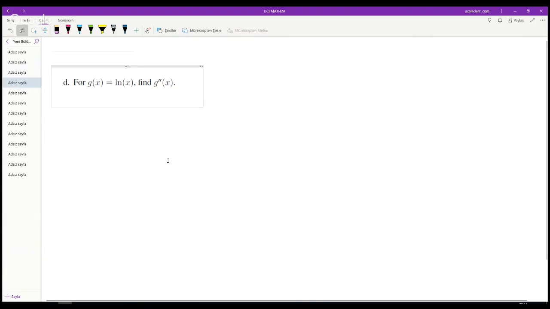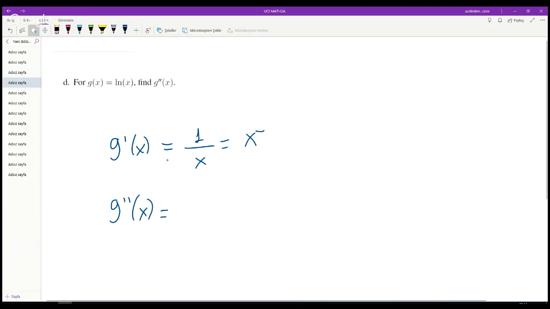So that was a pretty straightforward derivative question. And the next one, g of x equals ln x, and I need the second derivative of g. So the first derivative is 1 over x. Therefore, the second derivative: this is x to the power minus 1. And therefore, the second derivative is minus x to the power minus 2, which is minus 1 over x squared.